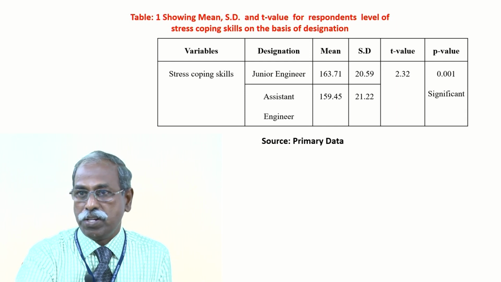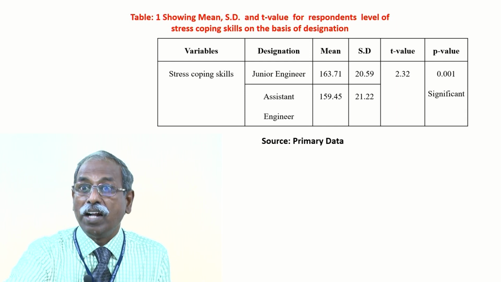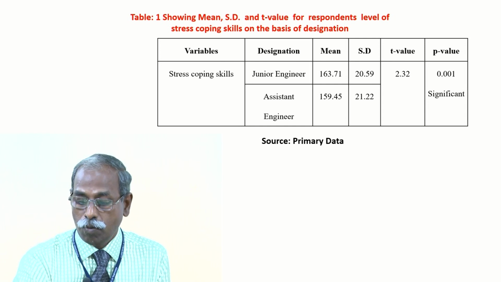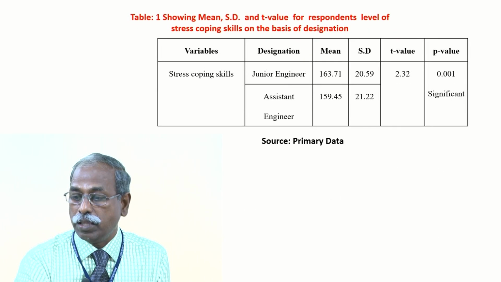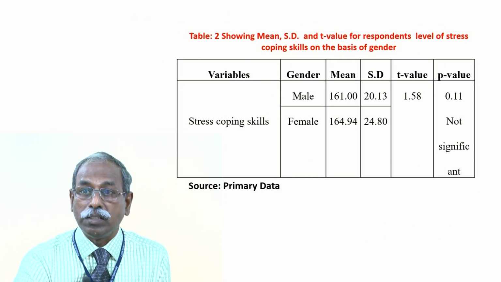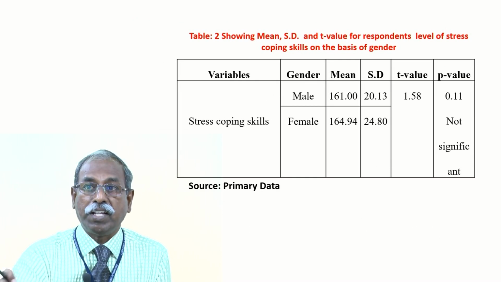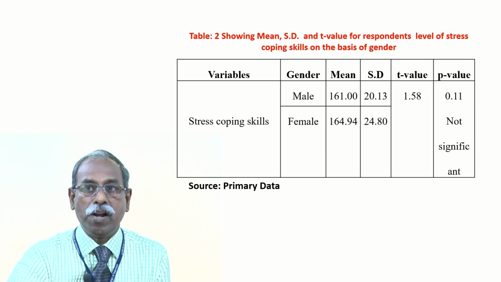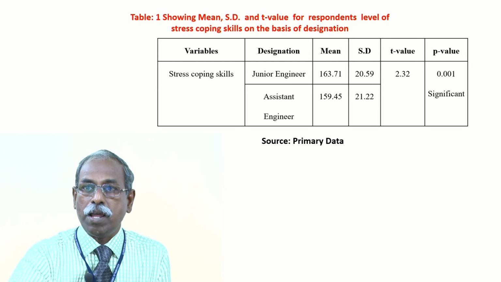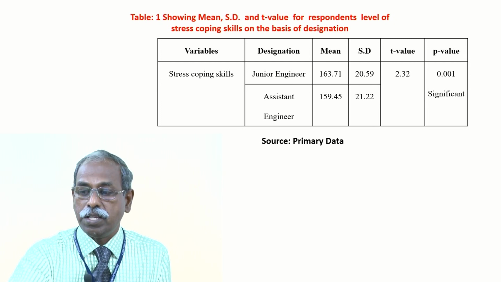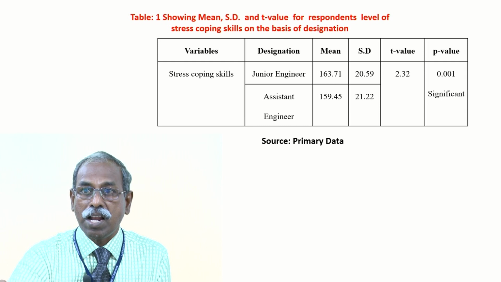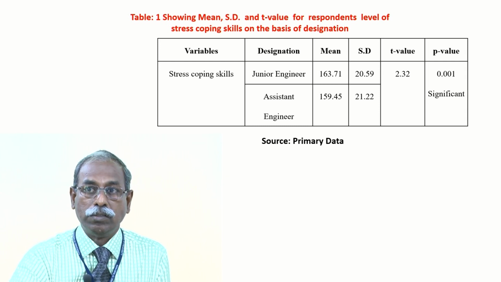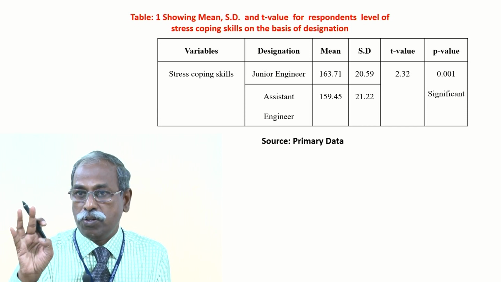Then here you should mention the mean value, standard deviation, the t value and the p value, 0.001. When you take the other one here, 0.11, it is mentioned as not significant, because this p value is greater than 0.05. But in this table, the p value is less than 0.05, even less than 0.01. That is why I mentioned you should consider 3 levels of significance.